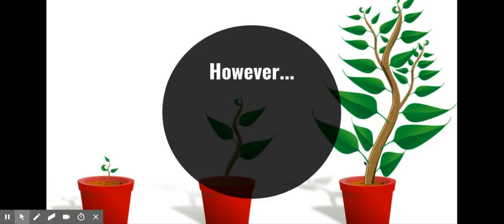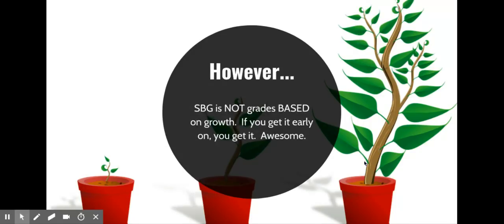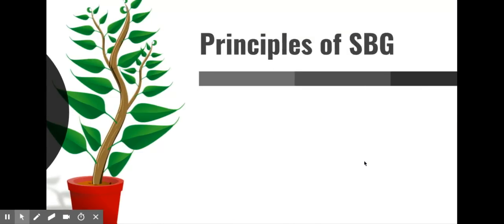One thing, however, that standards-based grading is not is grades based on growth. And I think that's a common misconception sometimes. Well, you want to start low so that you can show that you grew by the end of the semester, and that's how you get graded. That's not the case. It takes growth into account, but it is not based on that. So if you get it early on and are rocking it out with a 3.5 or a 4, awesome, you get it. You don't have to show that you're improving from there necessarily.